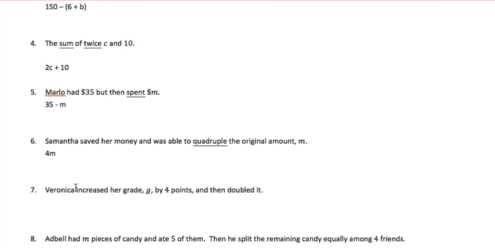Veronica increased her grade, means add, G by 4 points, and then doubled it. And doubled, of course, means we'll multiply by 2. All right, so Veronica increased her grade, G, by 4, and then doubled it, meaning that G plus 4 needs to be done first, and then we would multiply it times 2.